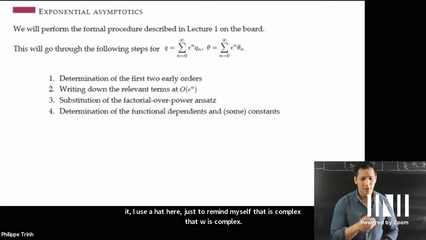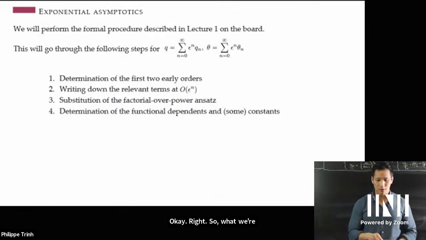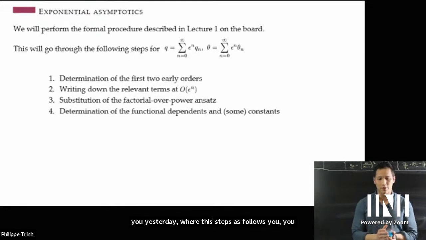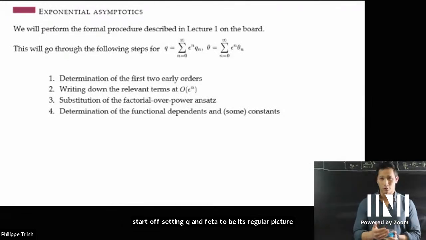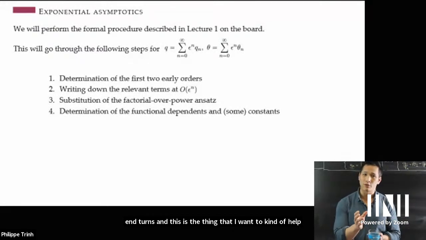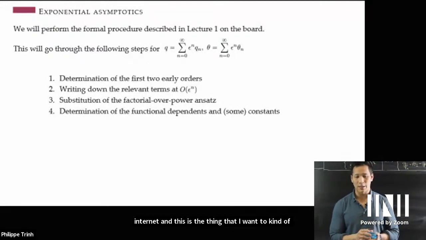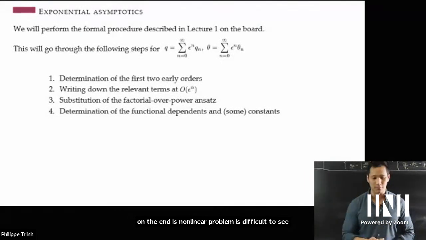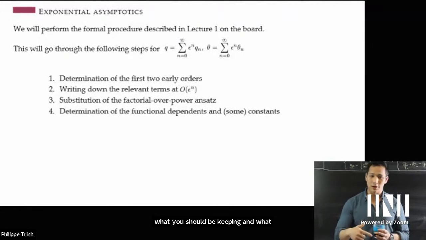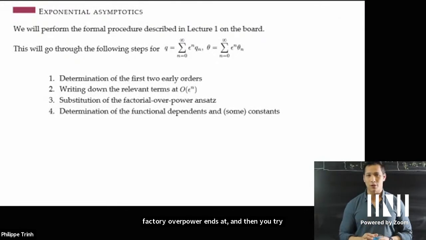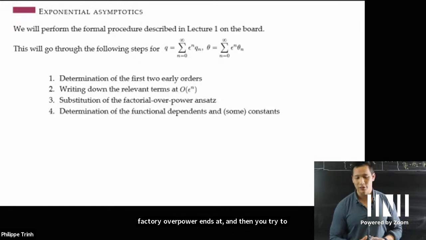Okay, right. So what were the steps that we taught you yesterday? The steps are as follows. You start off setting Q and theta to be their regular perturbative expansion. You find the early orders, then you try to write down the order epsilon to the n terms. And this is a thing that I want to help the students a little bit with, because everyone's a little bit confused. Which terms do I keep at order epsilon to the n? This is a nonlinear problem. It's difficult to see what you should be keeping and what you shouldn't be keeping. Once you know which terms to keep, you try to put in your factorial over power ansatz, and then you try to determine some of those components that allow you to characterize the divergence of those late order terms.